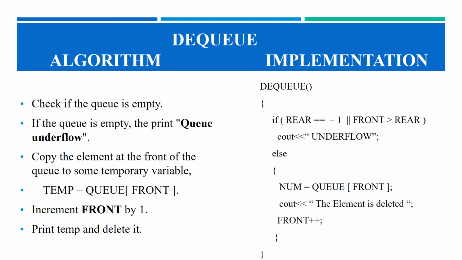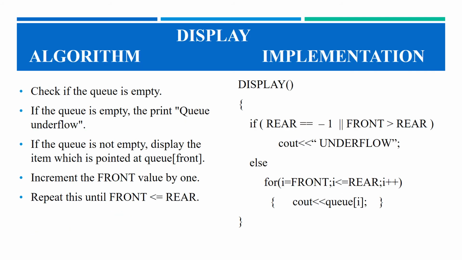In the dequeue function, we have to check the underflow of the queue by giving the condition if rear is equal to -1 or front greater than rear. After checking this condition, if the queue is not empty, we have to delete the element at the front position. After deleting that element, we have to increment the value of front by 1. This is the way of implementing the dequeue algorithm in C++ coding. Next, we will see the display operation in queue.